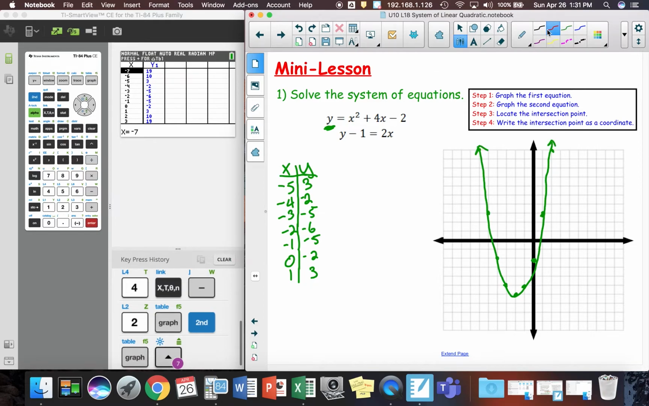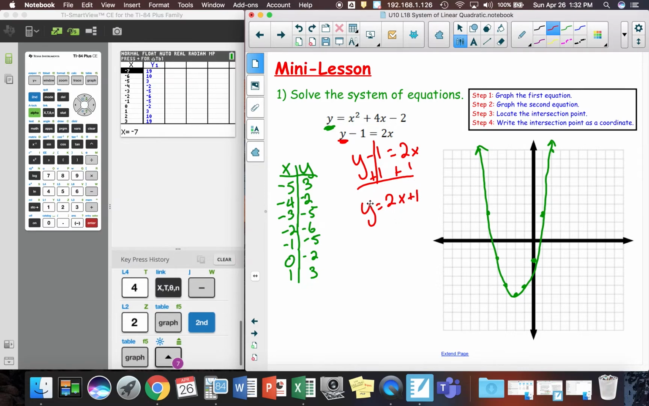Now we're going to graph the second equation. For the second equation, I'm going to graph it in red, but there's an issue. As of right now, I need to get this in y equals in order to graph it, but I don't have that yet. So I'm going to do that right now. I have y minus 1 equals 2x. To get y by itself, I add 1 on both sides. And I have y equals 2x plus 1.